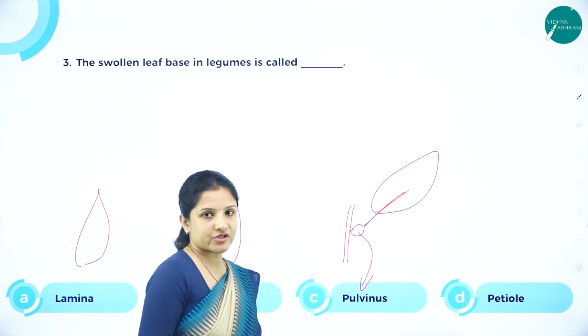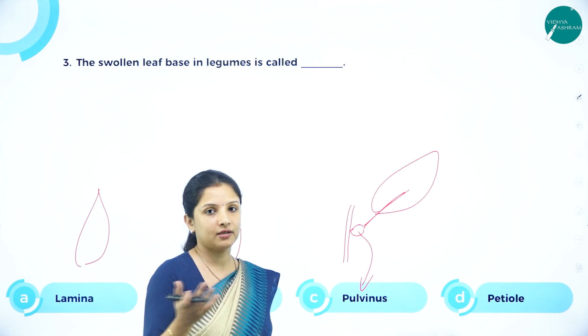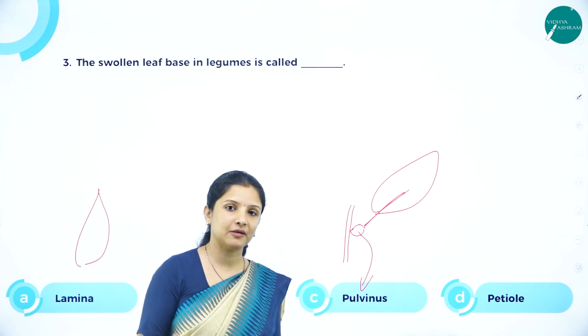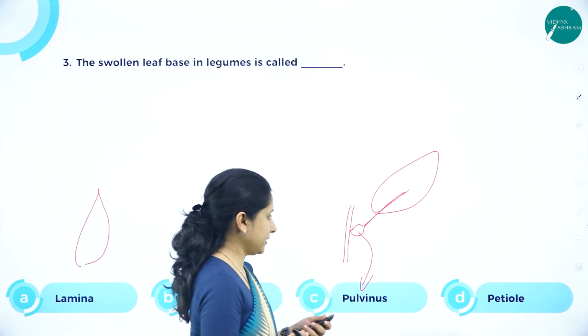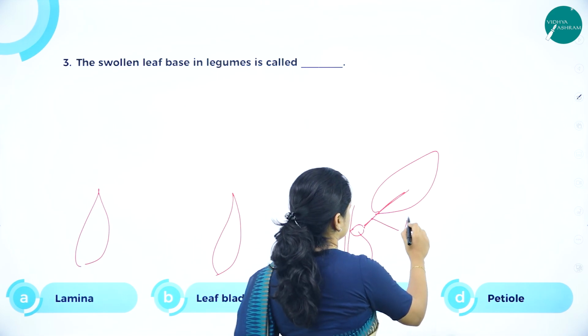Or they can ask the question like this. Pulvinus or swollen leaf base are found in dash. It is in legumes. Leguminous plants have pulvinus leaf base. It's not petiole because this is a petiole.